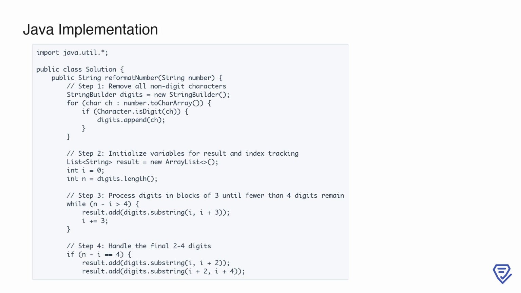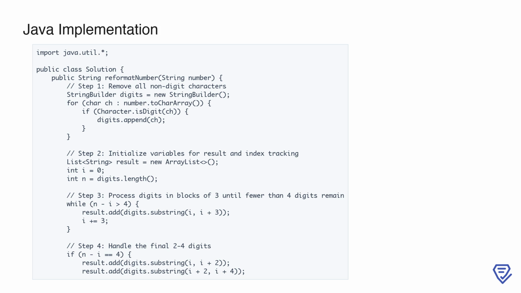Here, we begin by importing the necessary utilities and defining the solution class along with the reformatNumber method. The first step is to clean up the input string by removing any non-digit characters. We use a string builder to efficiently collect only the digits from the input. This is done by iterating over each character in the string and checking if it is a digit using Character.isDigit. If it is, we append it to our string builder. Once we have a clean list of digits, we initialize a list to store the resulting formatted blocks and set up variables to track the current index and the total length of the digits.